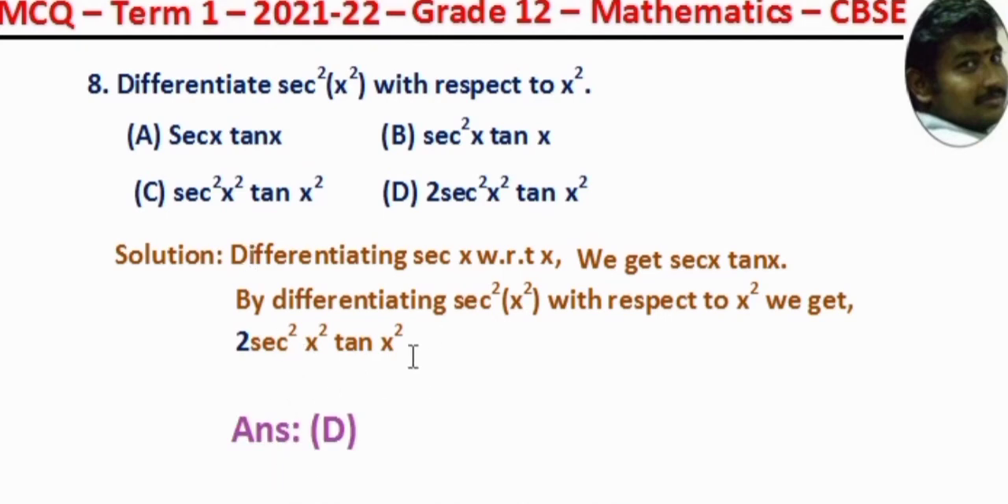Here you can use the UV method, UV dash. UV here is what? Secant square x square, right? Secant square x square we can split as secant x square into secant x square. U is secant x square, V is also secant x square. If you use the UV method, the product rule, you will get the correct answer, 2 times secant square x square tan x square. Okay, so option D is the correct option.